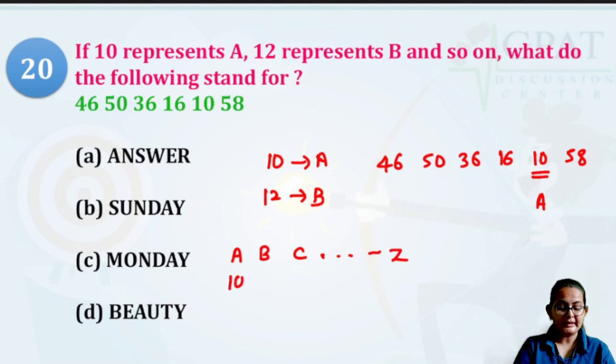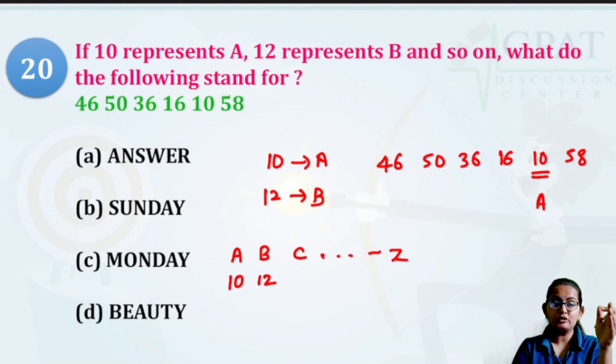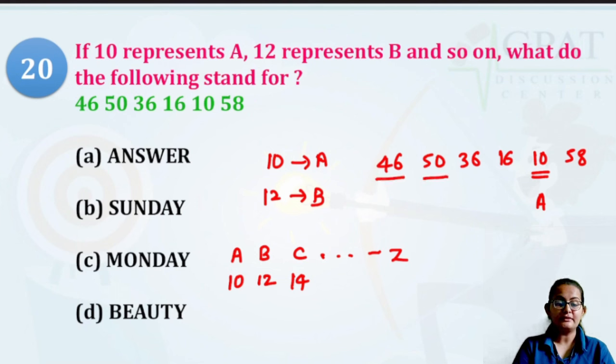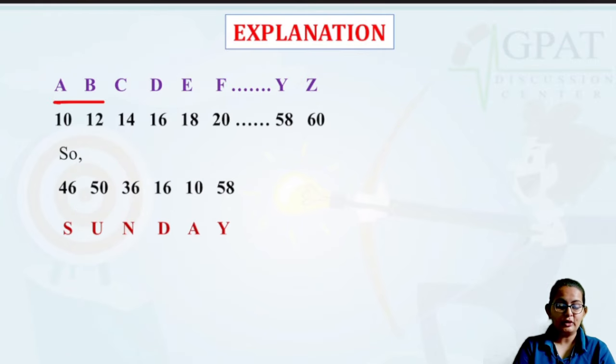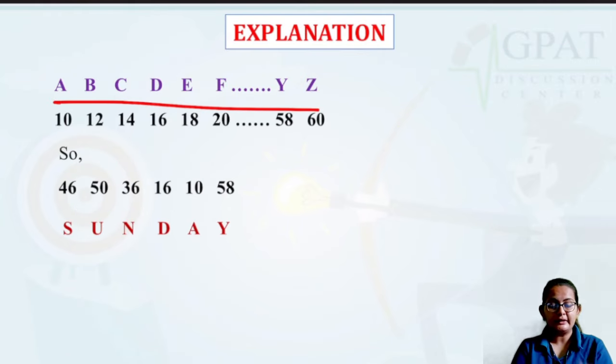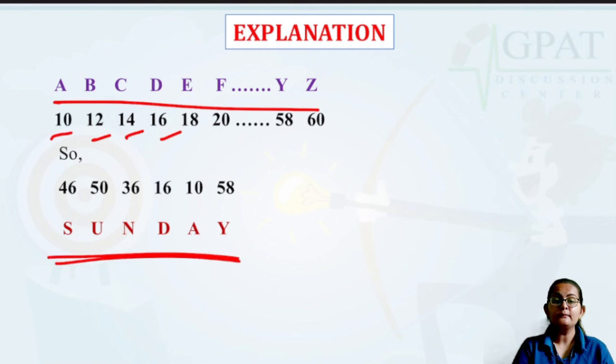See the sequence. It is from 10, 12 in the sense there is a gap of two numbers. Even number series is following. So 10, 12. Then it would be 14, then 16, then 18, 20, 22. This is how it is falling. So you will get the 46 number as well as 50 number, 36 number, 16 and 58 number. Try to check which are the alphabets on this number and you will get Sunday as the correct answer. You have to just first write down from A to Z. Try to give all the numbers according to this and try to arrange it accordingly and you will get Sunday as the correct answer.